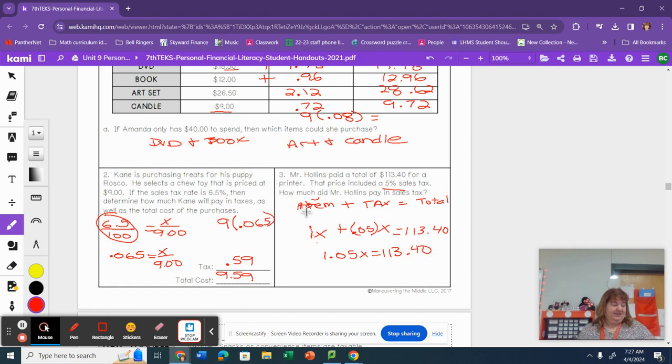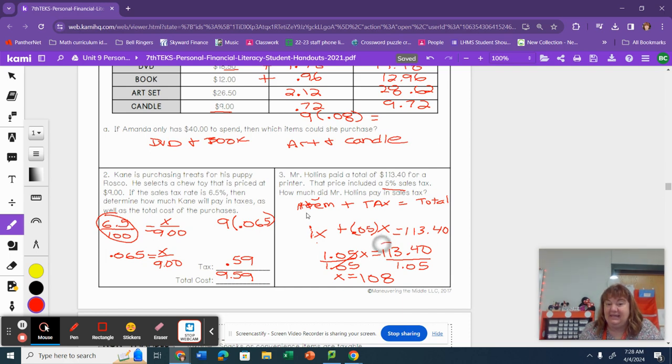There we go. Now we're just back to a 6th grade equation. We're going to divide by 1.05. Do you want me to let you calculate that out, or should I do it? Oh, I'll do it for you. I'm going to actually do it on my calculator. 113.40 divided by 1.05, and I get x equals 108. So the original price was 108.